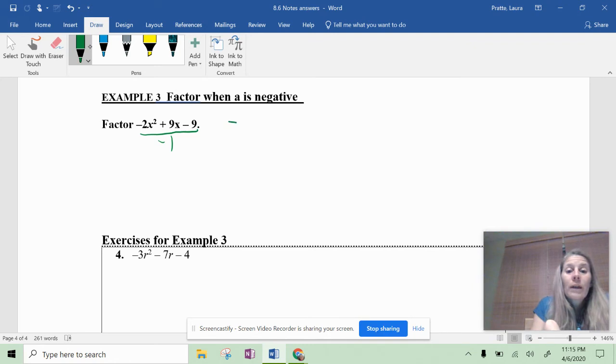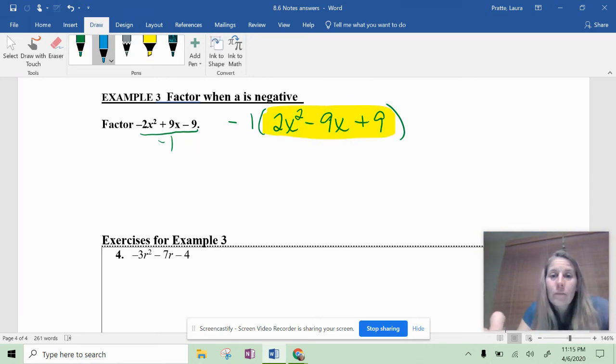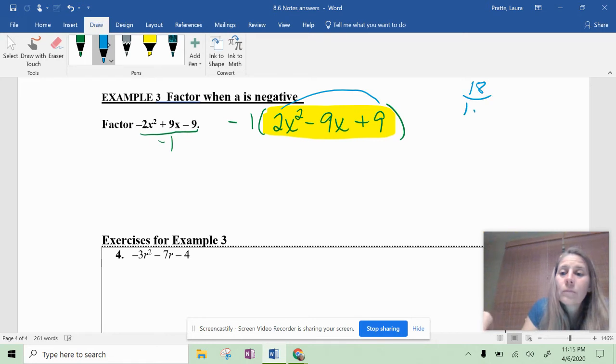So once you divide out that -1, then you're going to have positive 2x squared minus 9x plus 9. Now, because you still have the number in front of the x squared, you still have to do the AC method, but you don't have to worry about that negative because that would have made it very confusing. So 2 times 9 is 18. So you look on your factor chart to see which of those pairs of factors will add up to get 9. 3 and 6. Now we want a -9, so it's going to have to be -3 and -6.